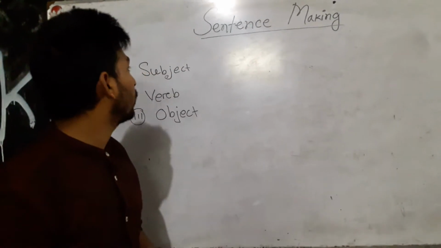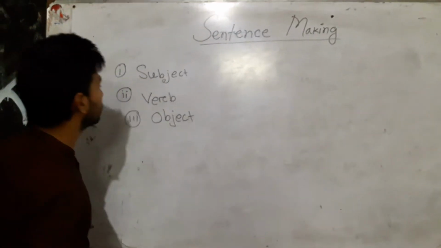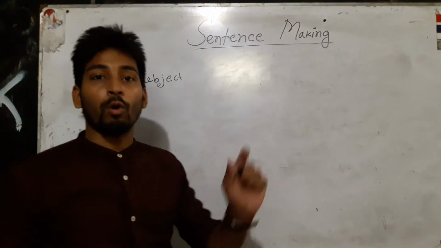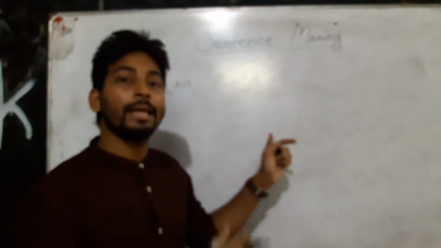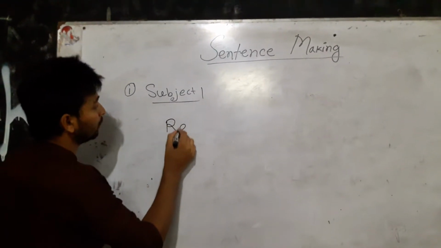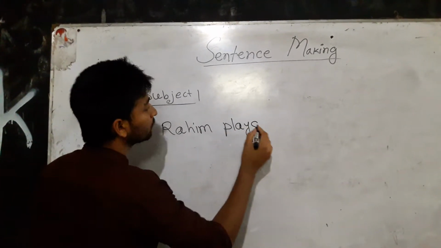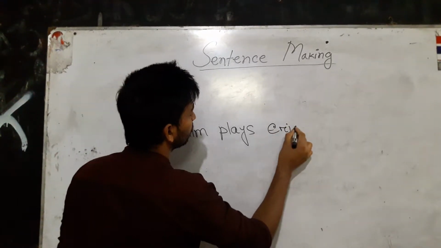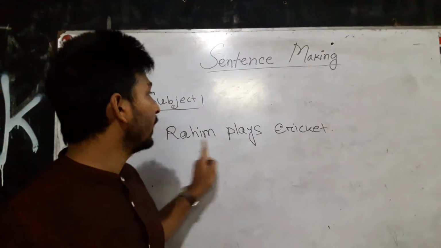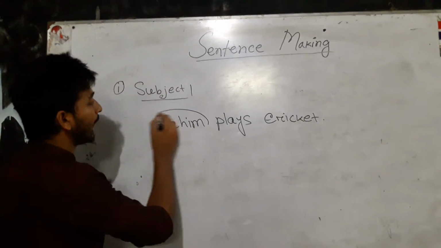Okay, so let me explore what a subject is at first. Subject. A subject is a word that actually performs the work in the sentence. Just like, I'm giving an example for you. Here, I have written a sentence: Rohim plays cricket. Rohim plays cricket. Here, Rohim is the subject.